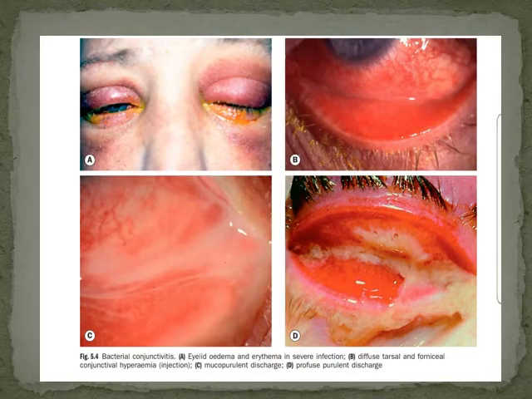Now we start with individual types. We'll see what the clinical picture of each type of conjunctivitis is. Starting with acute bacterial conjunctivitis, this is the clinical picture. The patient will usually complain of severe redness, that is a fiery red eye. There will be swelling of the lids, and there will be profuse mucopurulent discharge.